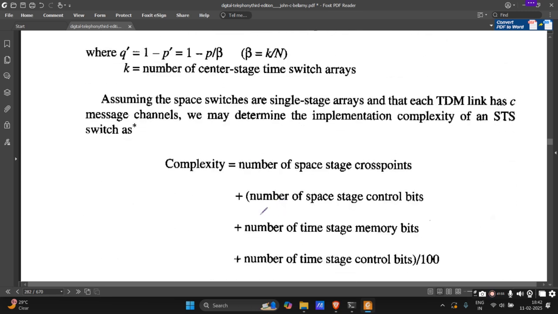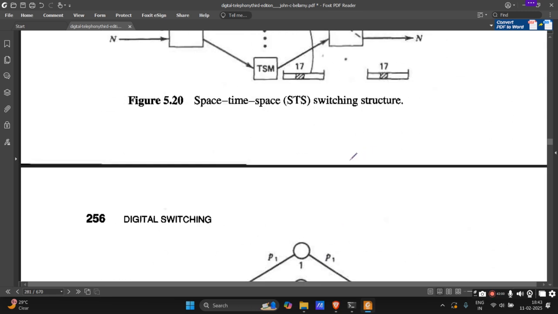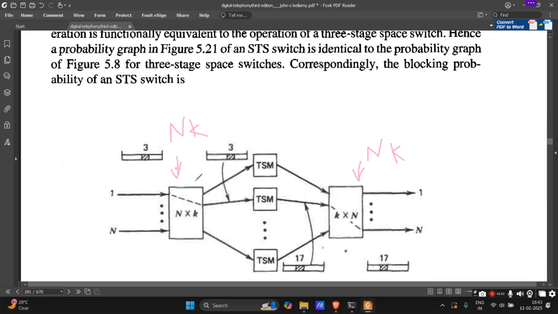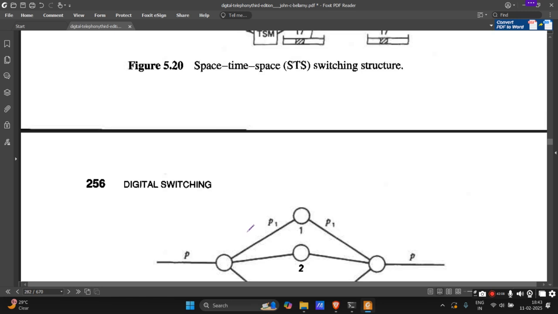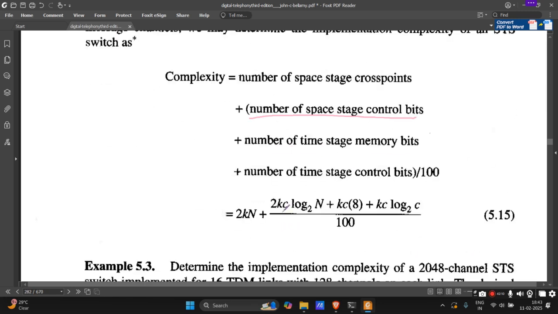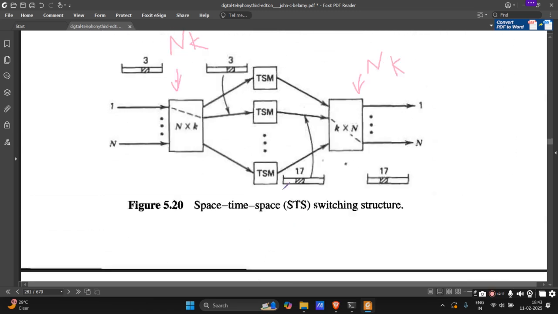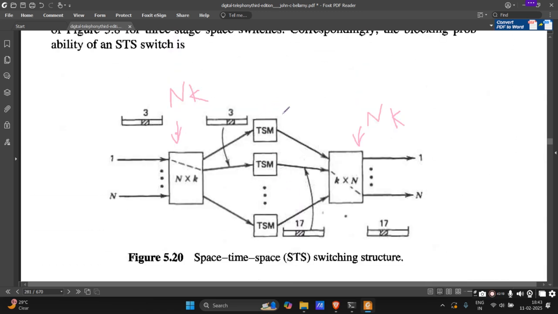So for memory, we will have space stage. First, we will have space stage control bits. So how many control bits do you need in the space stage? In the space stage, you need to control this k, right? So you will have k into the number of channels. So the number of channels is C. Say there are C channels or C time slots in the time division multiplexing.